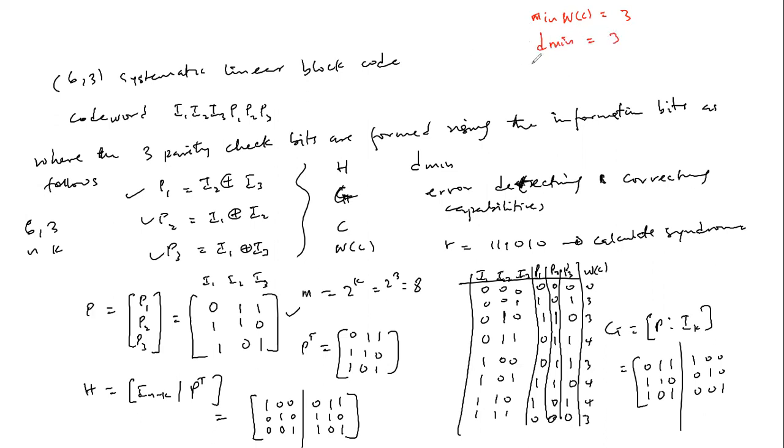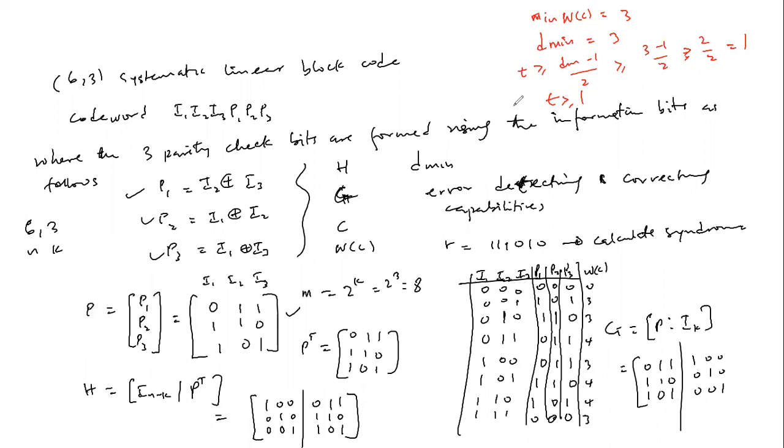Now the error correcting capability is still greater than or equal to d min minus 1 over 2, which is greater or equal to 3 minus 1 over 2, which is greater or equal to 2 over 2, which is equal to 1. So t is greater or equal to 1. So the code is a single error correcting code or double error detecting if no correction is required.